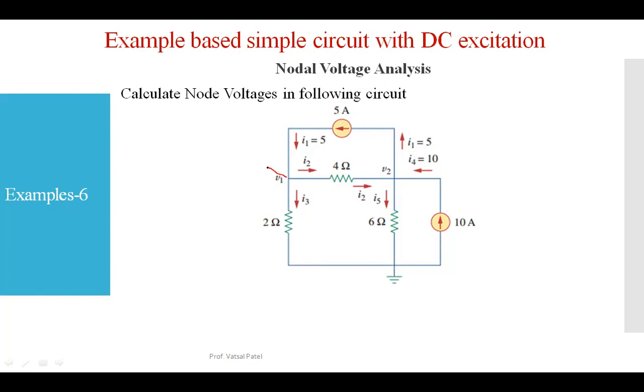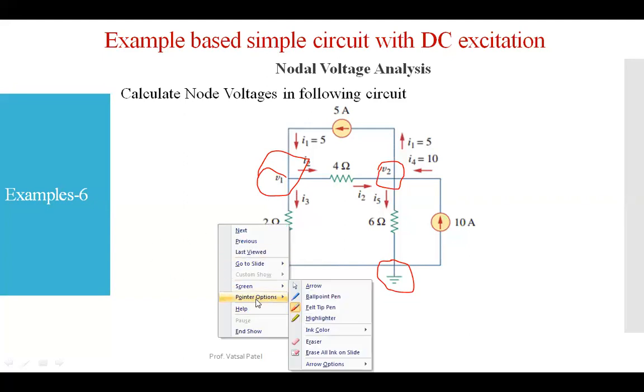See, this is our first node at which the branch is connected. This is a second node, V2, where the 4 branches are connected. And the third one is the reference node, that is given here. So now we are going to apply the nodal analysis method in this example, and at the end, we will identify V1 and V2 voltages.